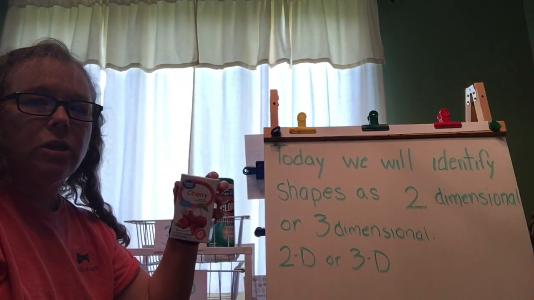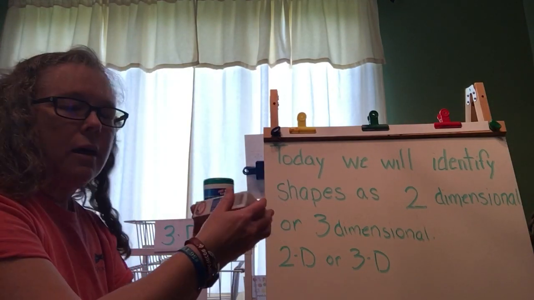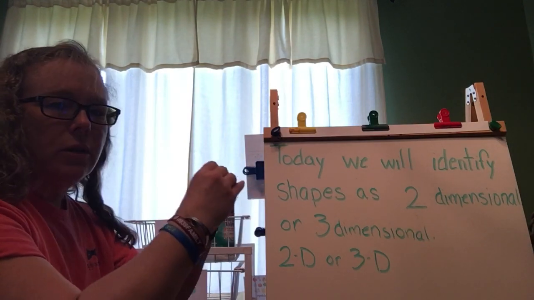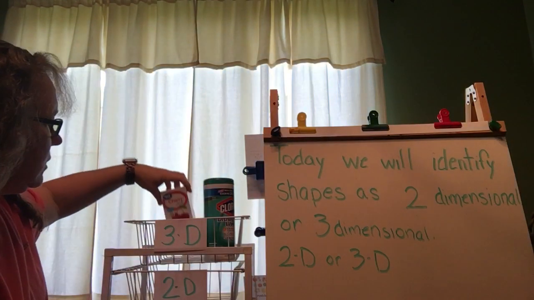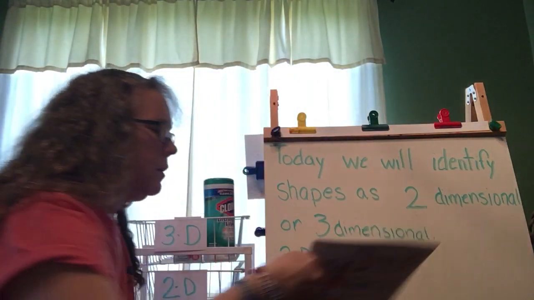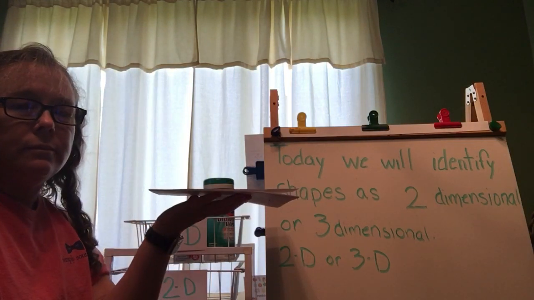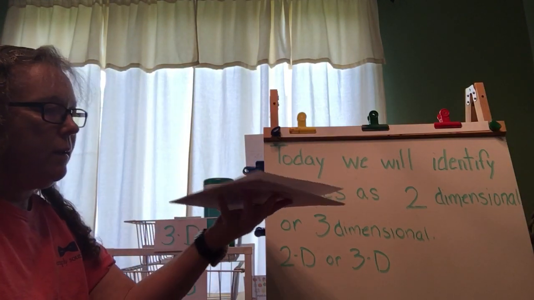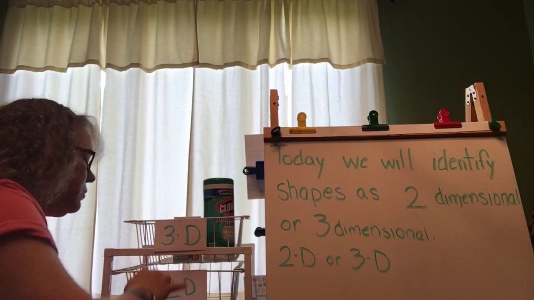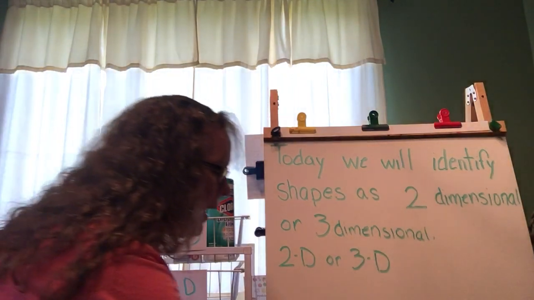I told you I like cherry drink, so I have it in a nice box right now. It's a little thick, it's nice and solid, so I'm going to put it into 3D. What about our book? Our book's nice and, yep, you guessed it, flat. So I'm going to put it down here in our 2D collection because it's two-dimensional, it's flat.